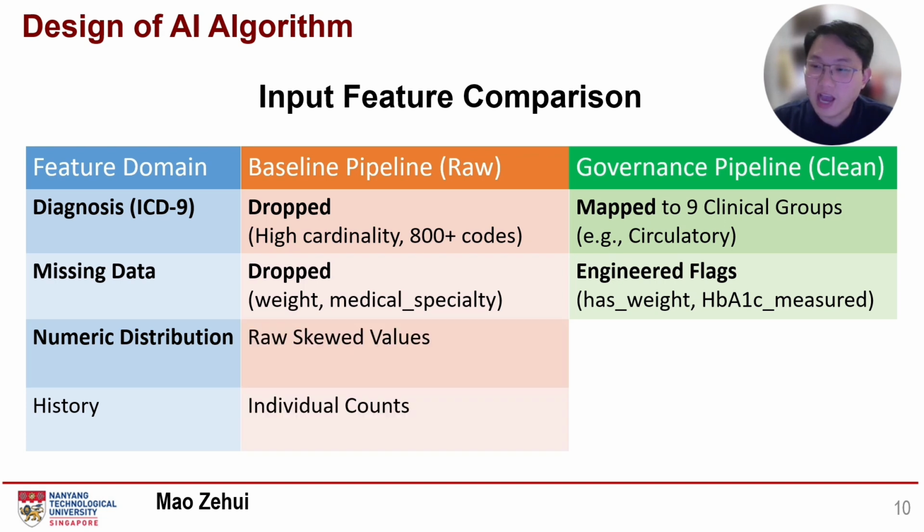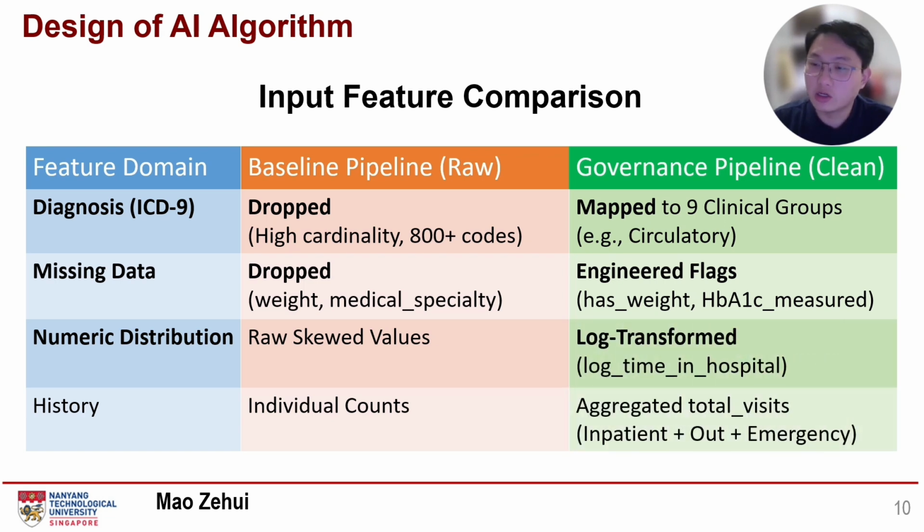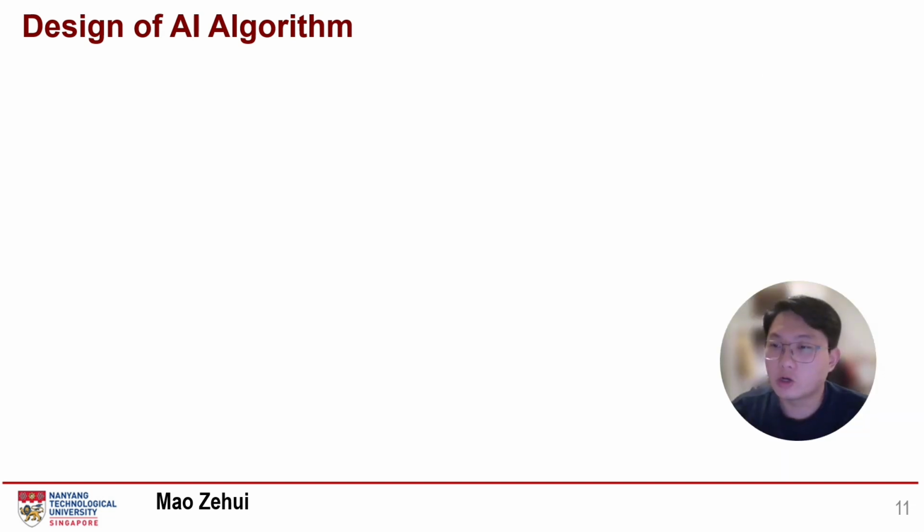Finally, we applied log transformation to skewed numeric features. This is a critical step for linear models, as the lazy baseline gives a digestible depth of information versus raw noise. For model selection, we adhere to the assignment requirement for basic interpretable models.